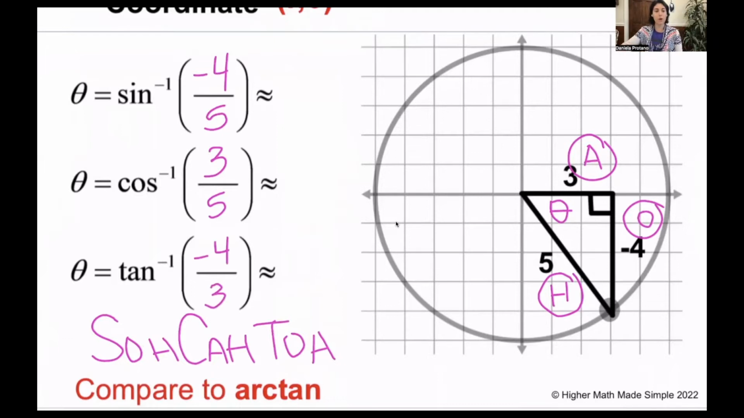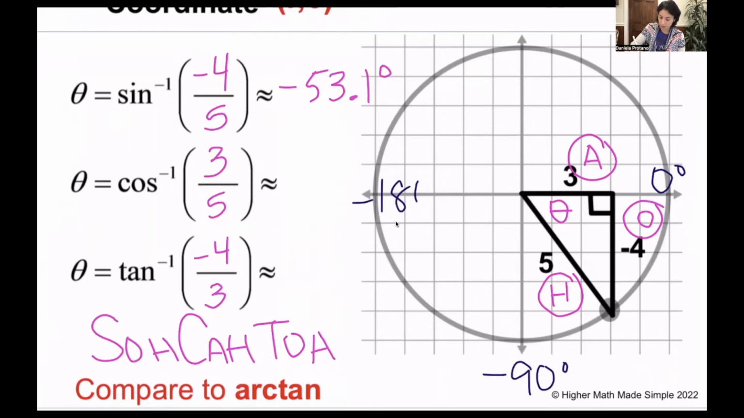If you put all of those into the calculator, you end up with the arc sine as -53.1 degrees. Now, is that a quadrant 4 angle? Yes, it is. Remember, negative angles travel clockwise. If this is 0 degrees, here would be -90 degrees, here's -180 degrees, and so on. So -53.1 degrees is between 0 and -90. That would actually work out.